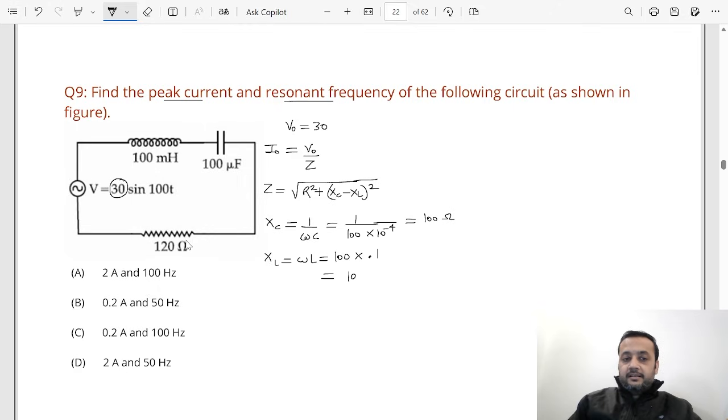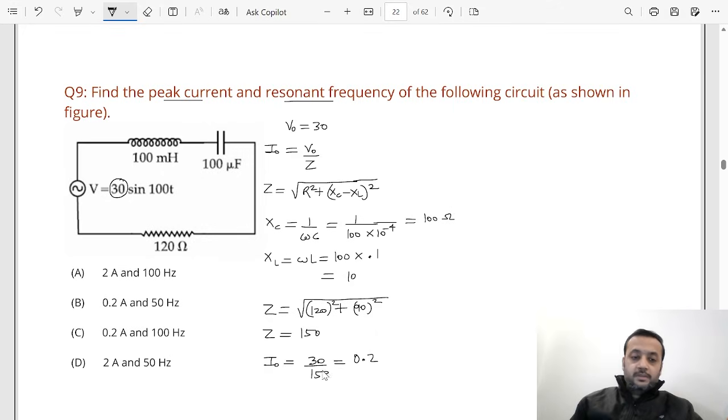Okay, and R is given as 120. So if we put every value in the formula of impedance, then we get 120 square plus XC minus XL becomes 90 square. So this becomes how much? This becomes 150. That is the value of Z. 120 square plus 90 square under root is 150. So this is the impedance, and now the value of I naught becomes V naught by Z. V naught is 30 upon 150, which is nothing but 0.2 amperes. That means option A and D becomes wrong.